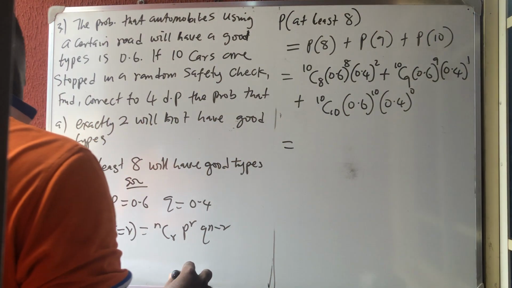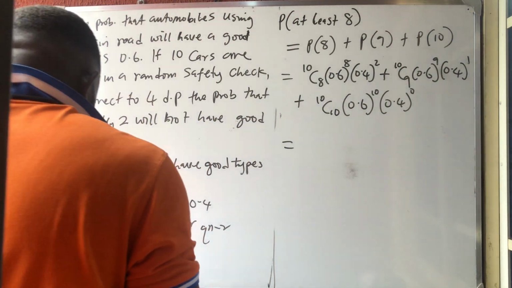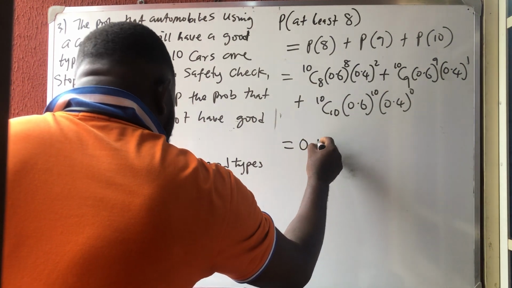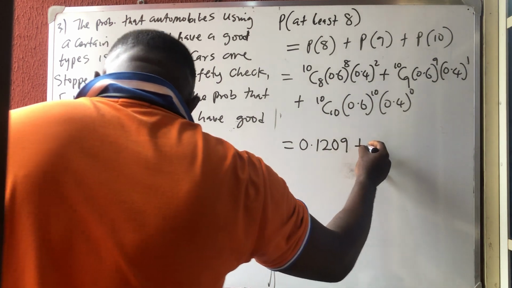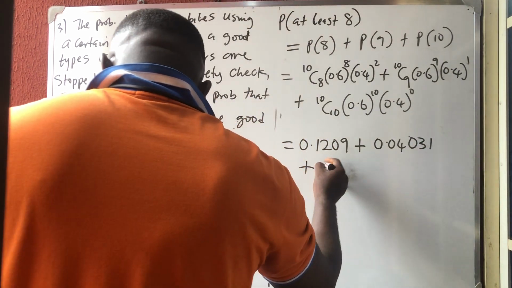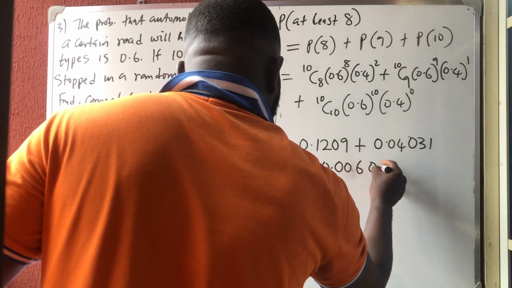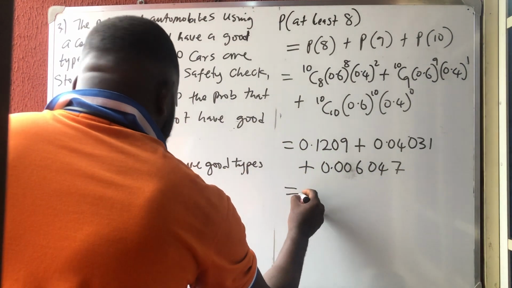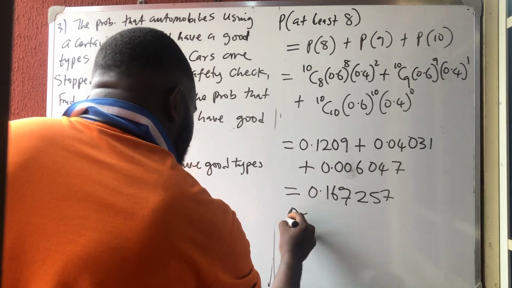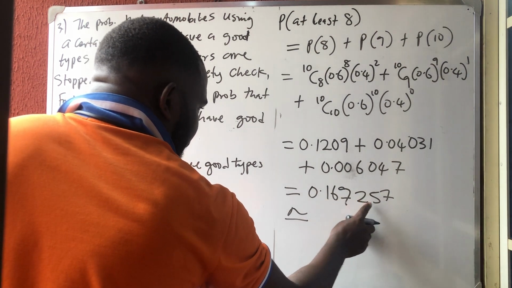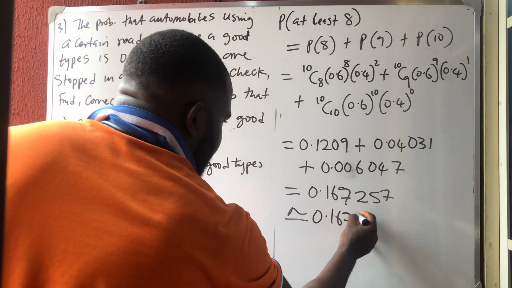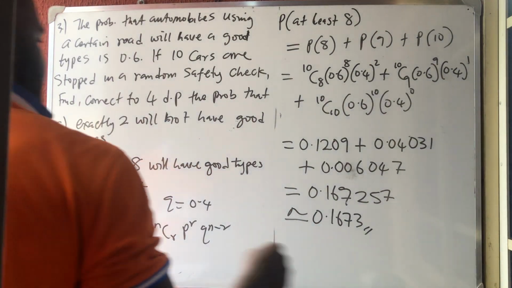So if you do everything, the first one is giving me 0.1209, plus 0.04031, plus 0.006047. If you add everything, you have 0.167257. Approximately to 4 decimal places, the fifth digit is 5, so round up. It is 0.1673 approximately. So that is that.